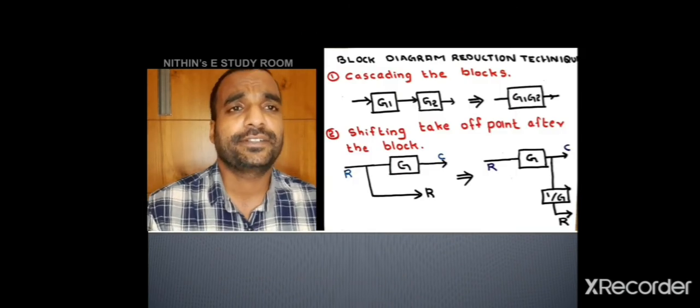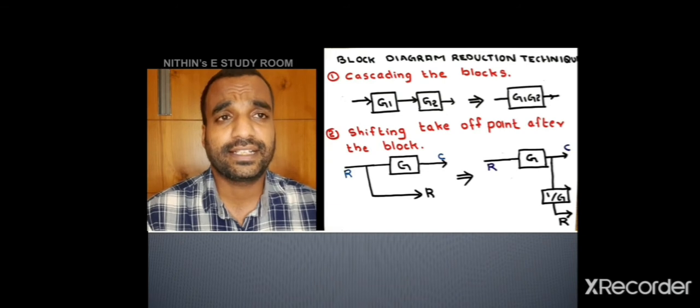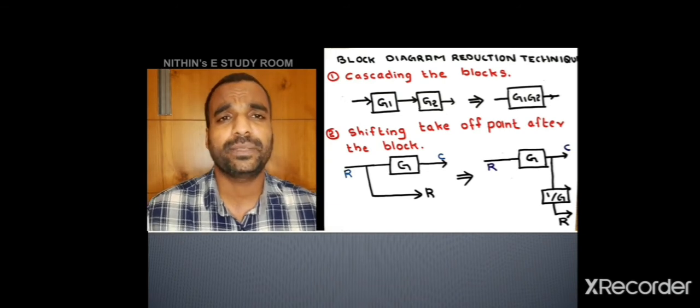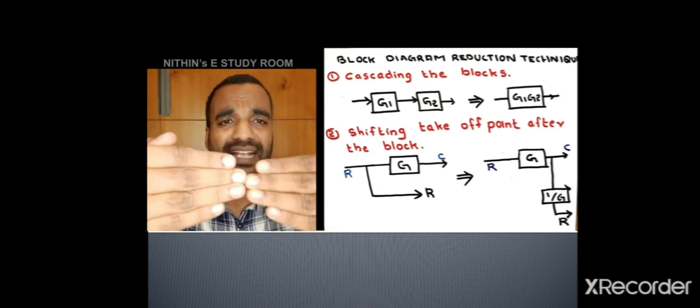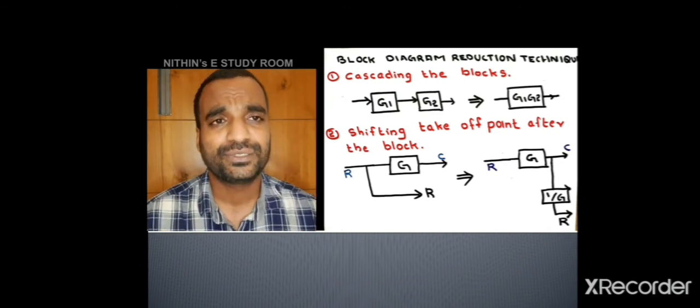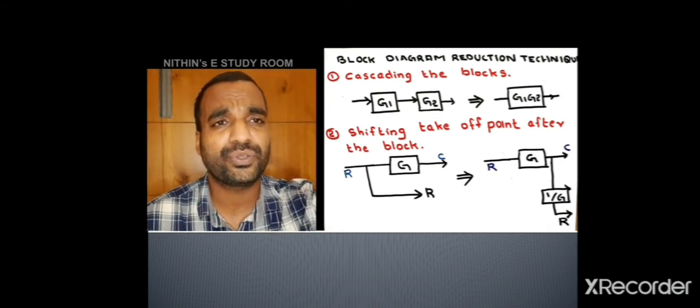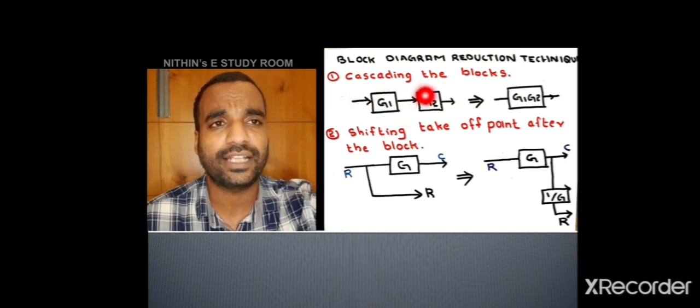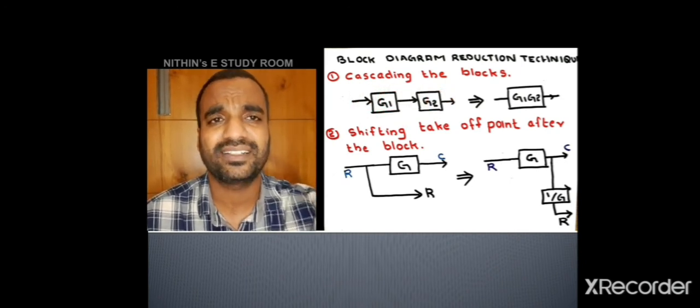So these are the block diagram reduction techniques. The first technique is cascading the blocks. What do we mean by cascading? Cascading means one after another. It is a series connection. So if we have two blocks like this, as shown in the figure, G1 and G2, these two blocks are connected in series.